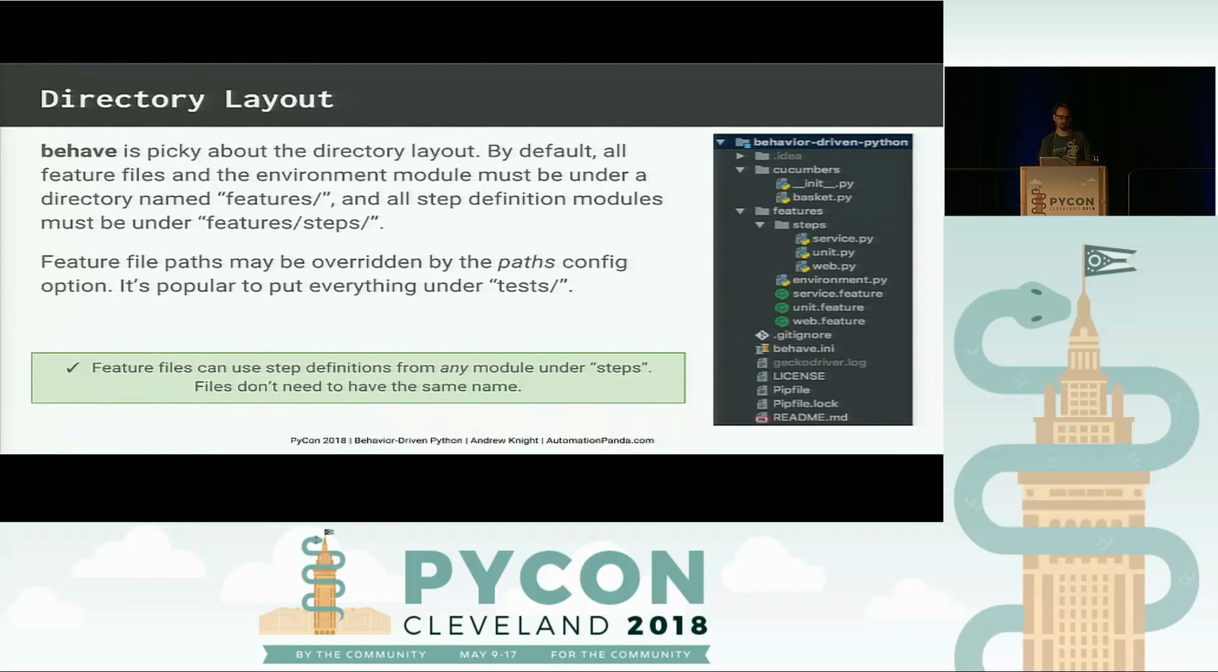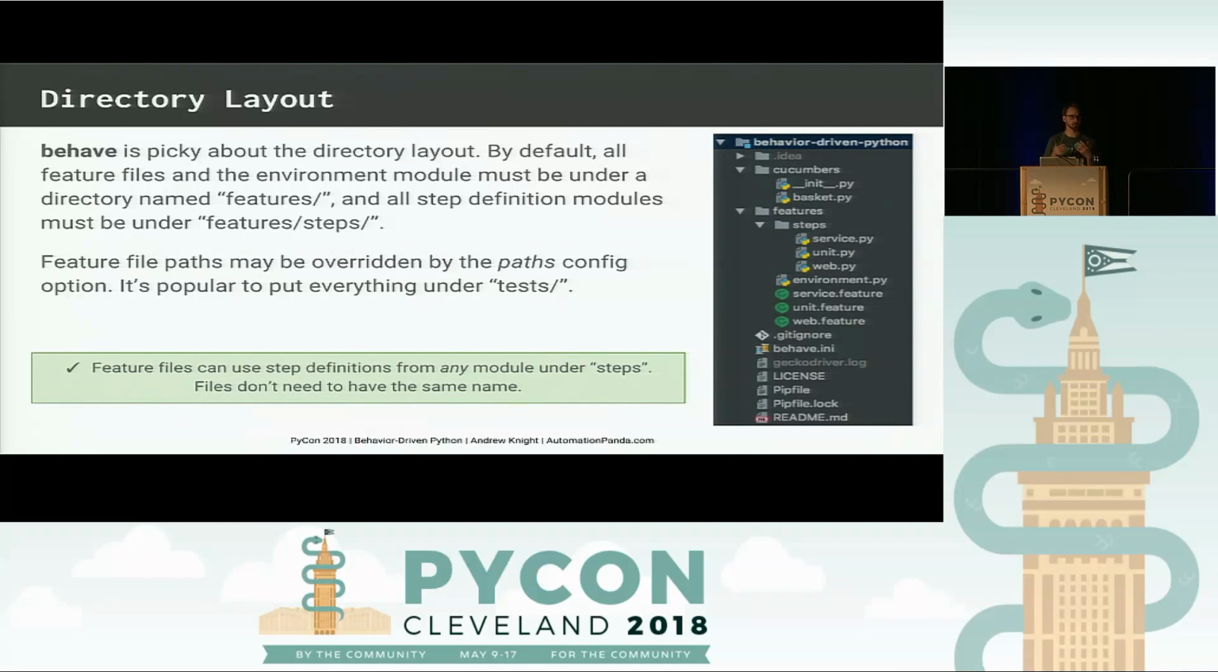Now, let's talk about directory layout. We know we have all these cool pieces we got to fit together. Where do they go? Behave is picky about your directory layout. It expects everything to be under a features directory. All your feature files and your environments go directly under there. And then under features, you need to have a steps directory where you have all of your Python modules that provide the step definitions. You can customize this with the behave config options.